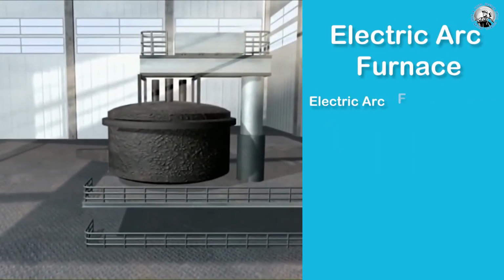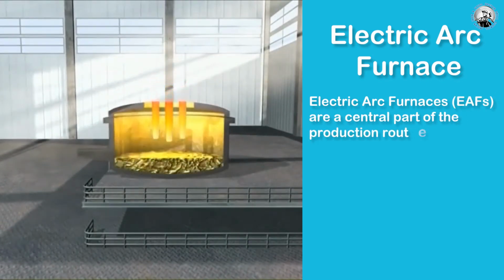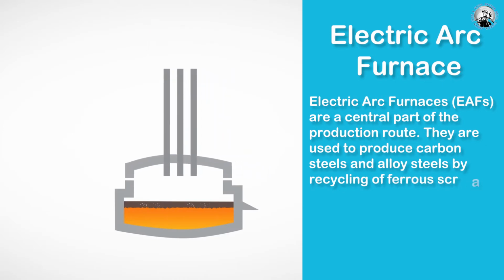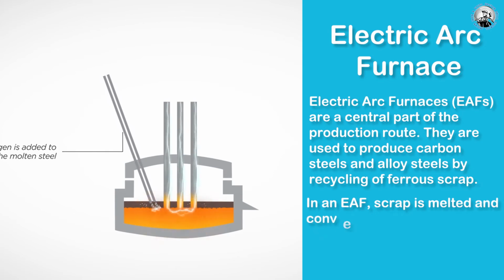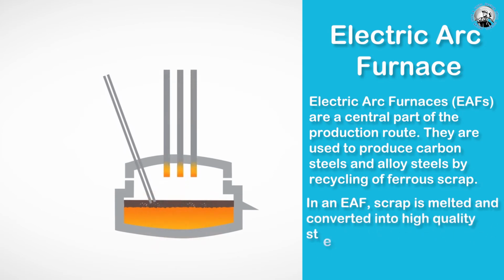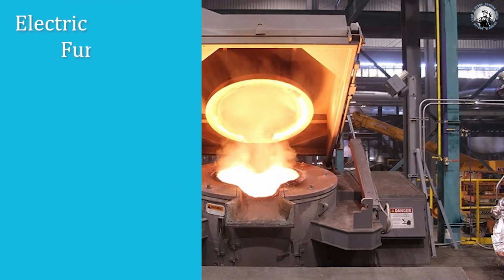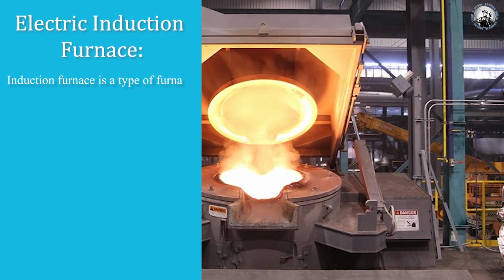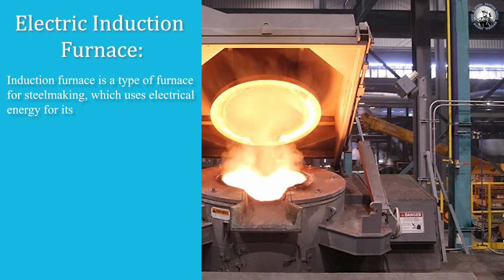The electric arc furnace, EAF, is a central part of the production route. They are used to produce carbon steel and alloy steels by reducing ferrous scraps. In an EAF, scrap is melted and converted into high quality steel by using powerful electric arcs. Electric induction furnace. Induction furnace is a type of furnace for steel making which uses electrical energy for its operation.